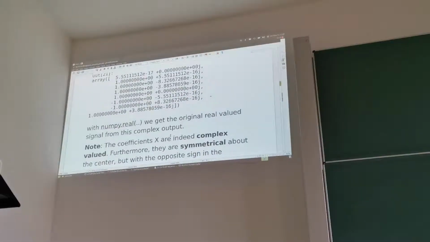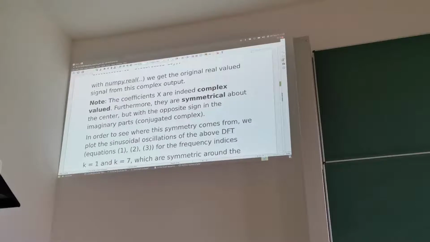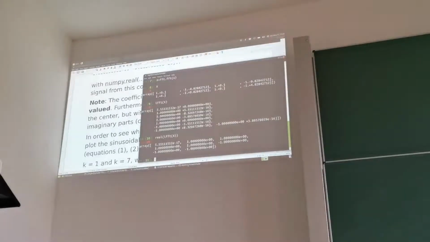Okay. Yeah, so this is what I just did. And also note that the coefficients are symmetrical about the center. So we can take a look again. When we look at those coefficients here, you can see the first two, this one and this one, are conjugate complex. Right.